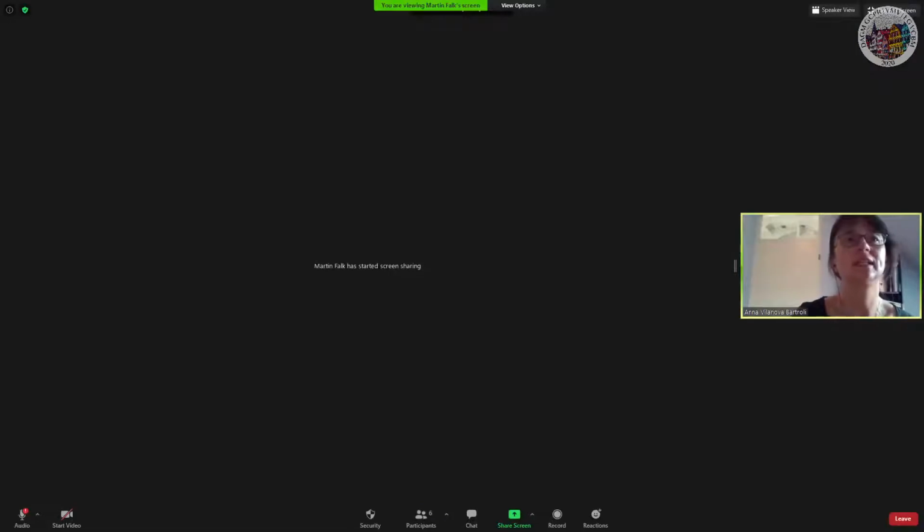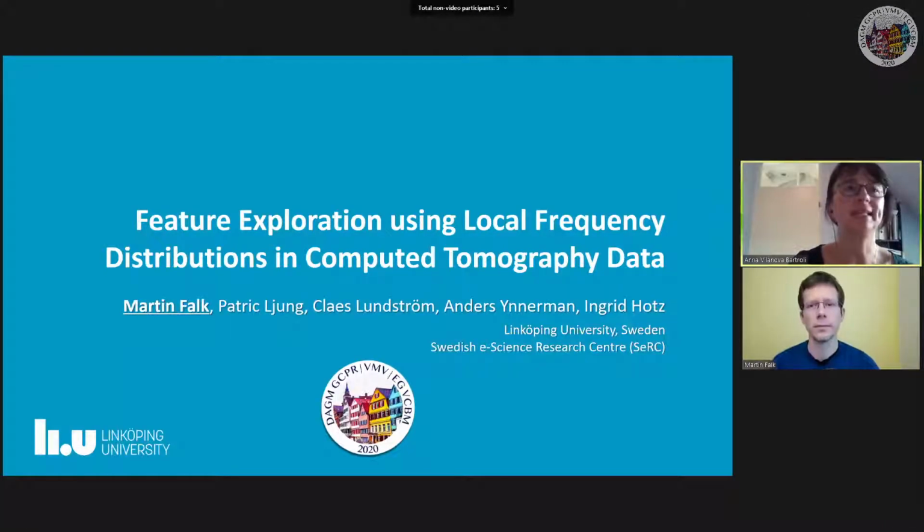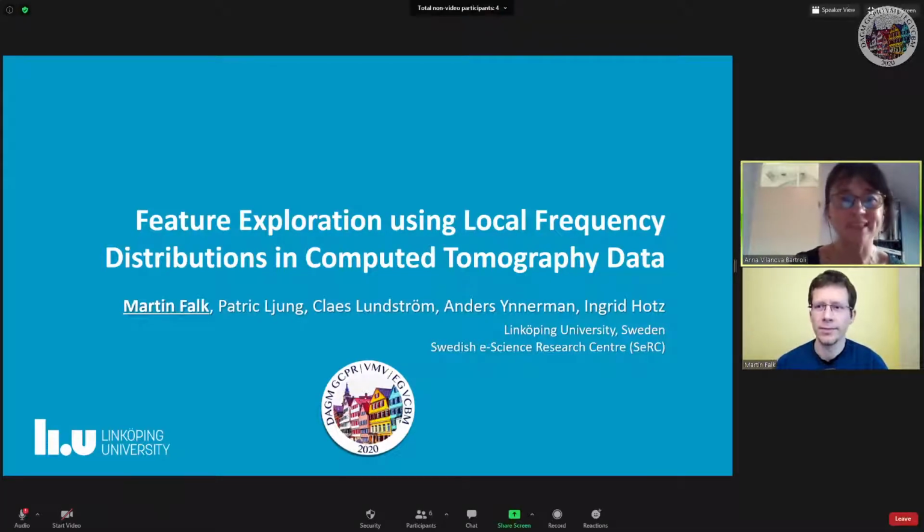So I would like to move to the next speaker now. That is Martin Falk. He's going to present a paper from the University of Linköping in Norrköping. The authors are Martin himself, Patric Ljung, Claes Lundström, Ynnerman, and Ingrid Hotz. The paper is Feature Exploration in Medical Volume Data Using Local Frequency Distributions. So Martin, please go ahead.